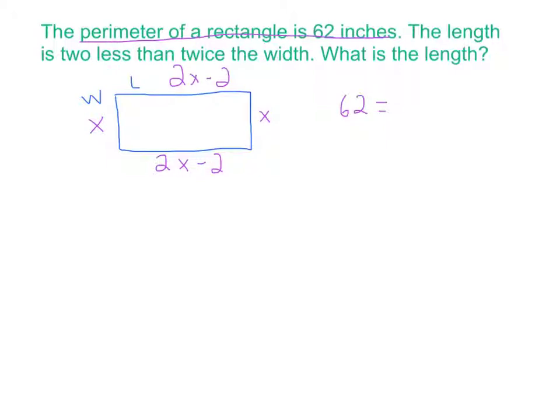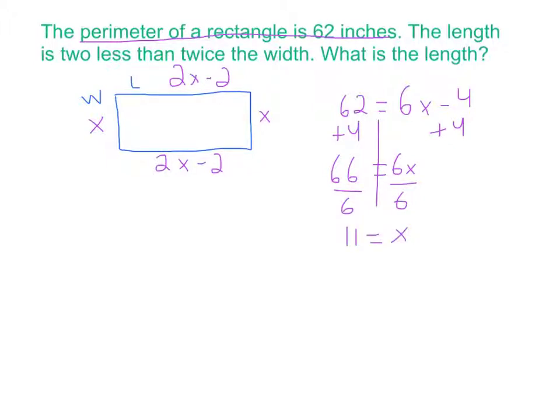So x plus 2x minus 2 plus x plus 2x minus 2, or 6x minus 4. Now I solve my equation by adding my tag along to both sides. So I have 66 equals 6x, which means that 11, or 11 inches, is x. If I go back to my key, that means that my width is 11.